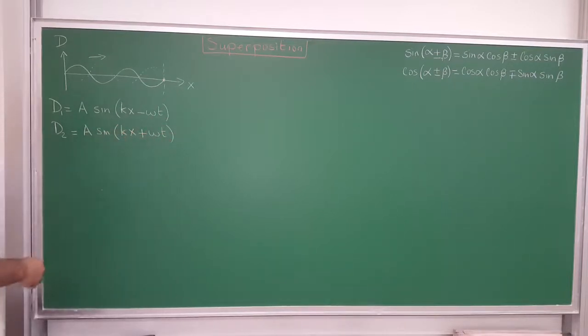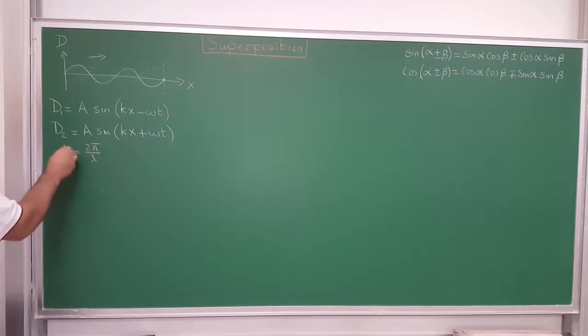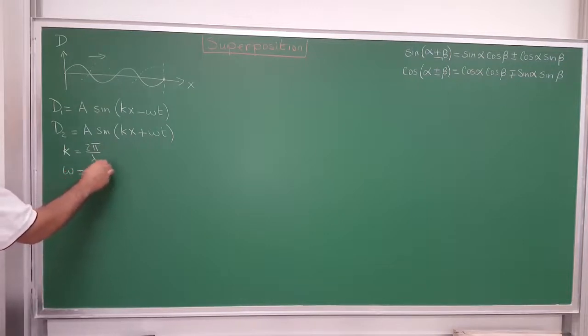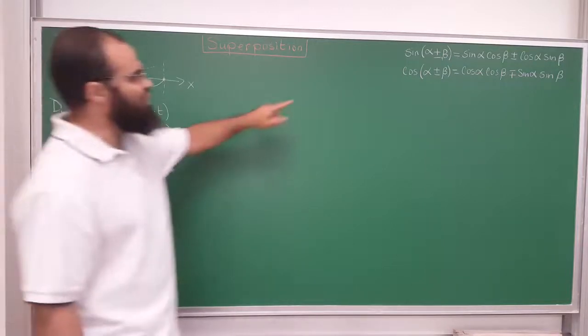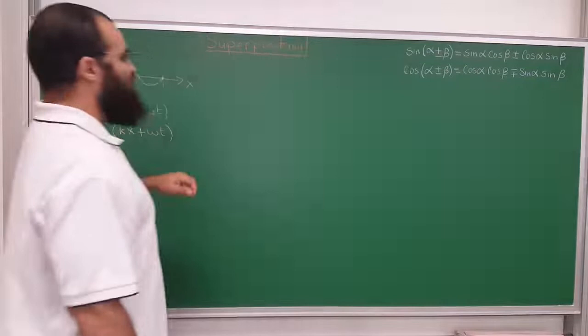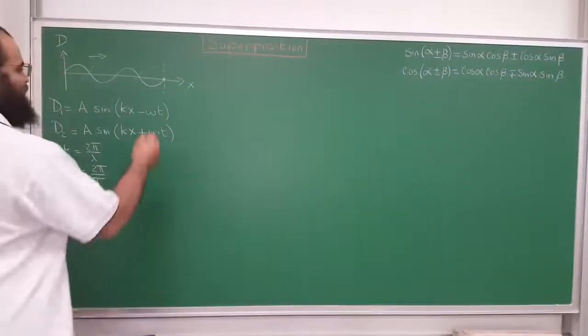See the plus sign here. And remember what k was: k was equal to 2 pi over the wavelength, and omega was 2 pi over the period. I wish to add these two waves. So before I do that, I'm going to split the sine into a sine and a cosine using this identity here. I would use the identity with the minus sign, so I would have a minus sign in the middle there.